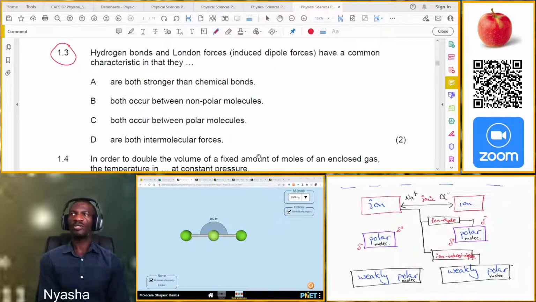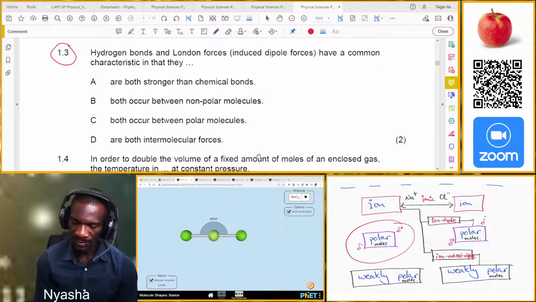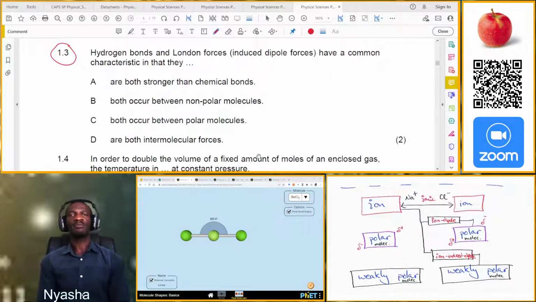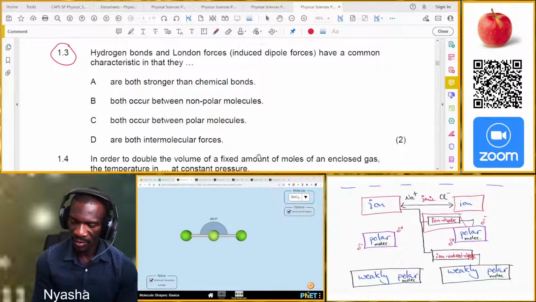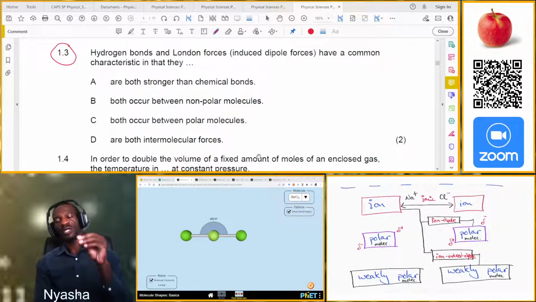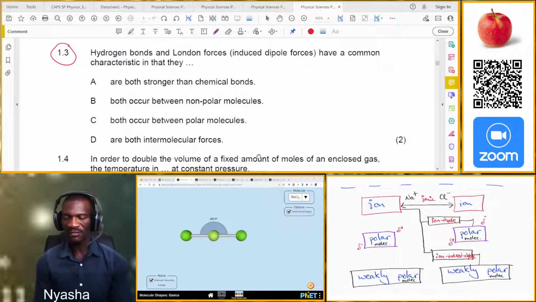Let's go on to the other side. Let's start with this polar molecule. The polar molecule, its interaction with the ion, we already have it. Where? We already have it here. We said between the polar molecule and the ion, you would have ion-dipole forces.